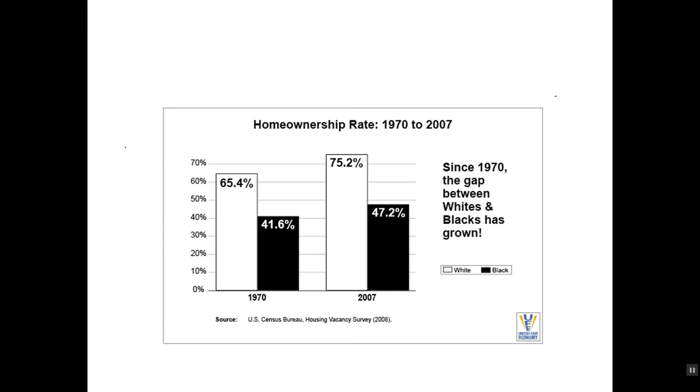Home ownership is a very important idea in the United States, and many people feel that it's very critical to a healthy economy and a healthy society. And we can see that the gap between white ownership and black ownership of their homes has grown from 1970 to 2007.